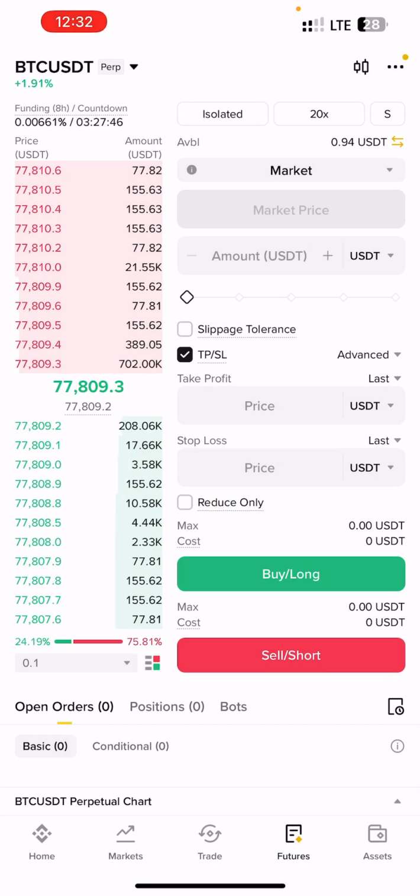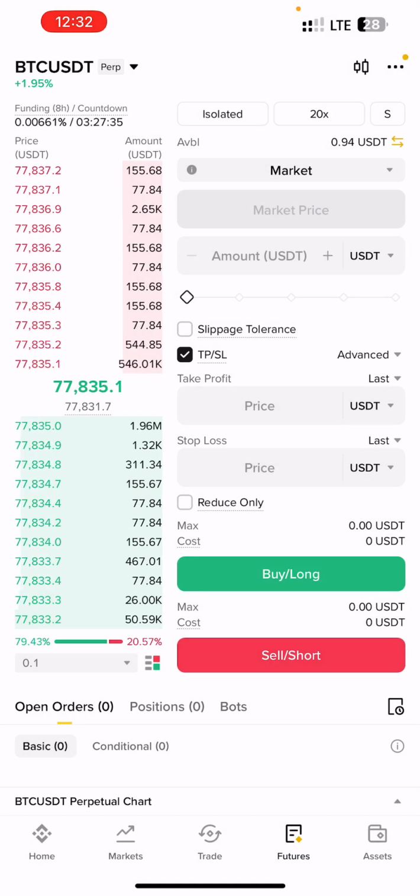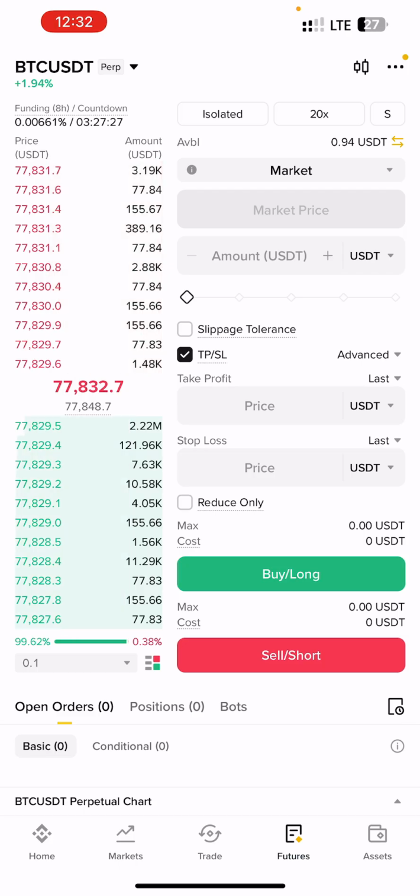So now here is 20x leverage. Here is single asset mode, meaning if I open one position here, one position will be running. All right, and that is it. There are many other things here where you can open both a buy and sell trade, or many other modes of trading here. So I want you to watch this one.